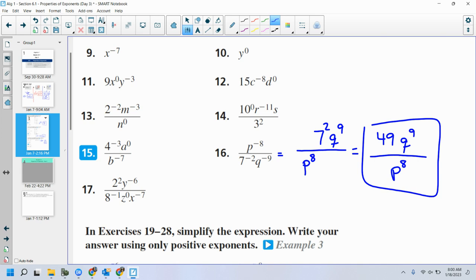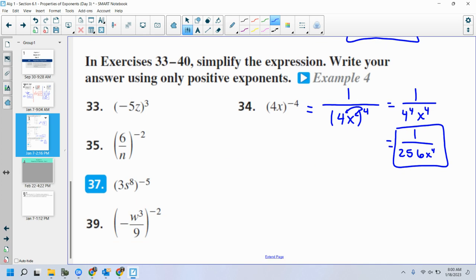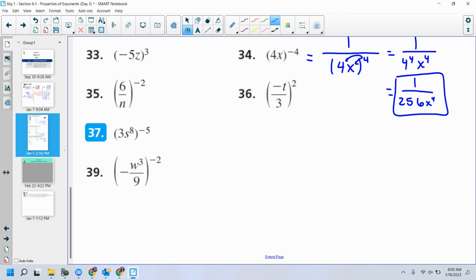All right, let's go over one more. Somebody give me one more to go over. Yeah, Melody? 36. Okay. So raise it to the second power, bring this in. This is negative t to the second over 3 to the second. Now, when you square a negative, what happens? Negative times a negative is a positive. So the only thing that happens at the top is just turning it into positive t squared over 9.